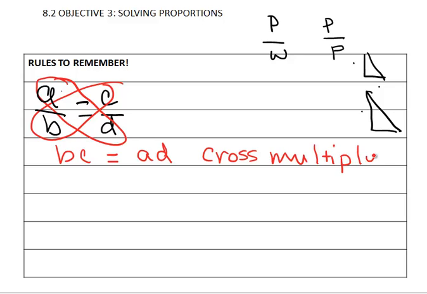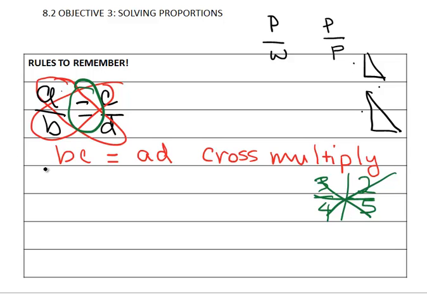Now, I want you to make sure of something. You have to remember that you can only cross multiply if there's an equal sign. If you have this, you can't cross multiply. No, no, no, no, no. Only if there's an equal sign. Anyway, to continue. I'm going to do a sample for you.